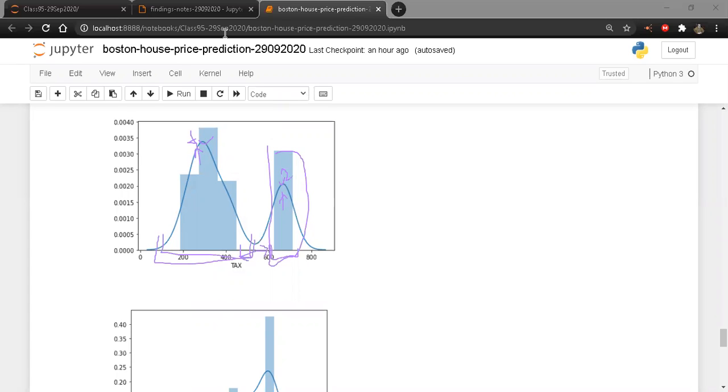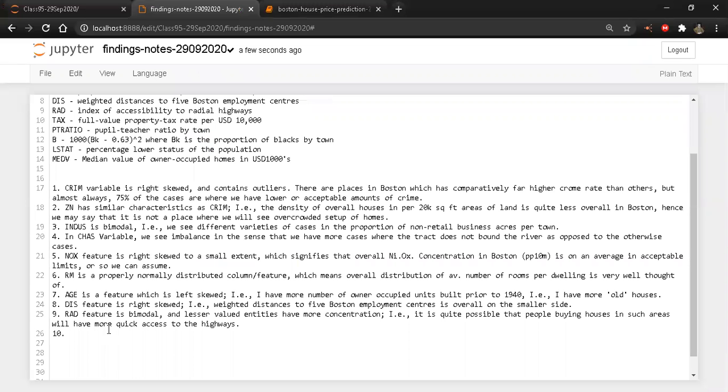What does tax mean? Let's look at this. Tax is full value property tax rate. So the tax feature is bimodal, and lesser valued entities have more concentration.